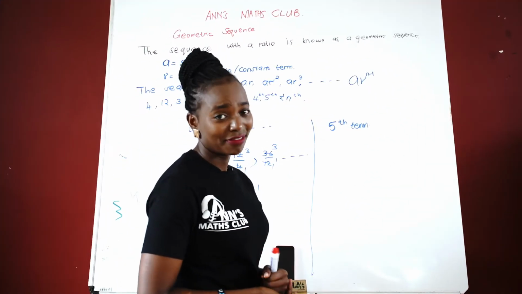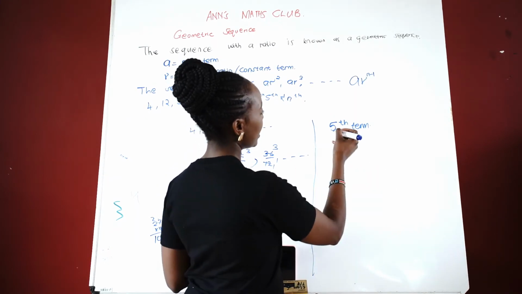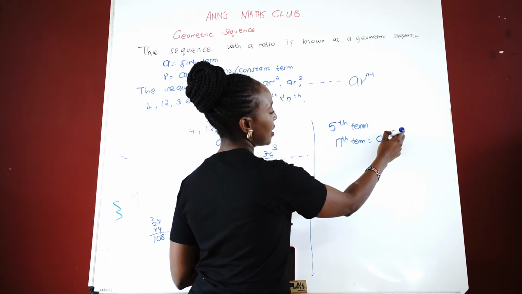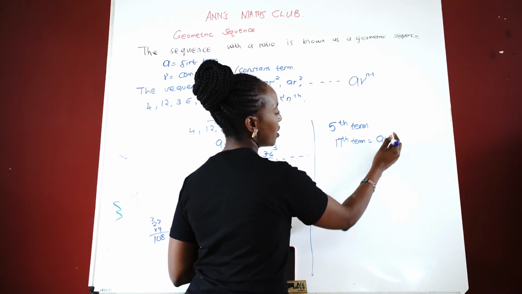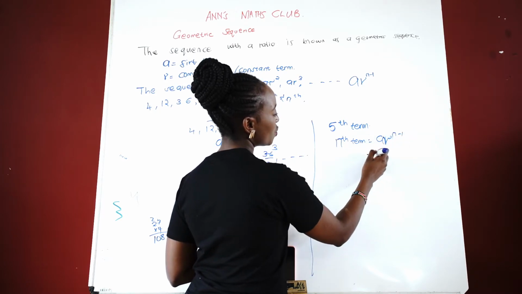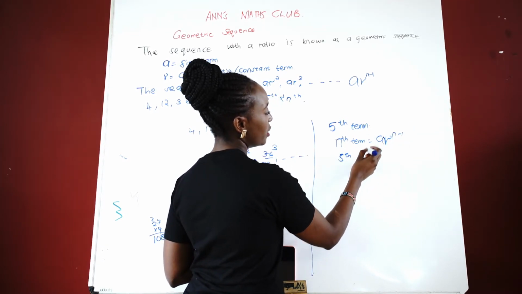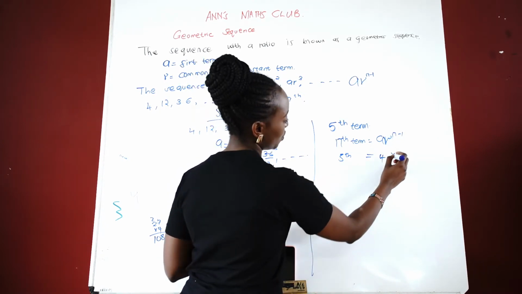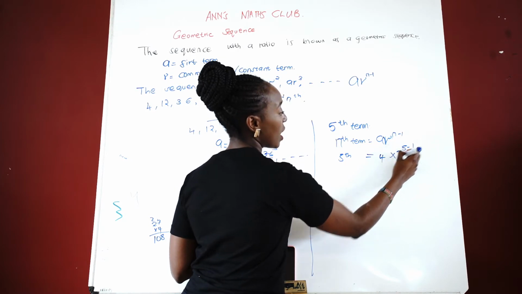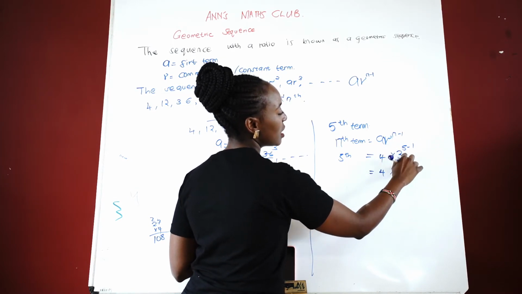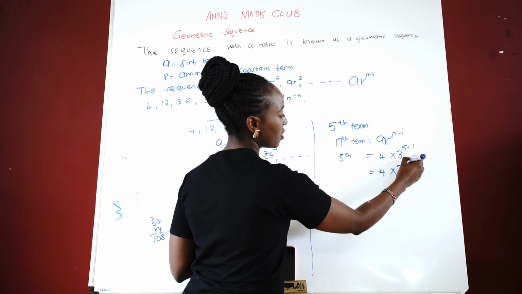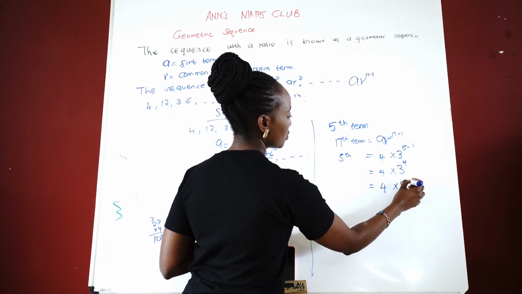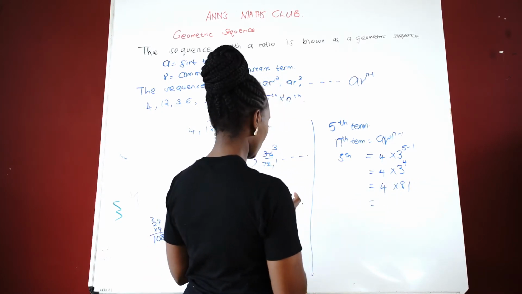Let us look at the fifth term. So how do we do it? Again, we know our nth term is equal to ar^(n-1). So our n is 5. A is the first term, which was 4, times our r, which is 3, raised to 5 minus 1. This becomes 4 times 3^4, since 5 minus 1 is 4. So 3 raised to 4 becomes 81. So this becomes 4 times 81.